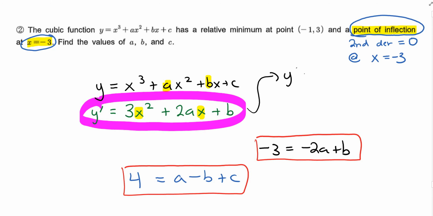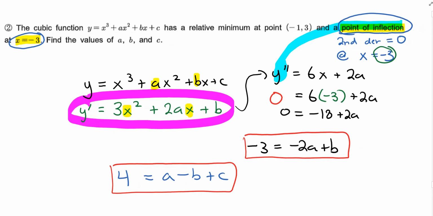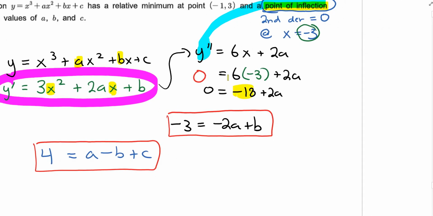So if I find my second derivative, that's going to be 6x plus 2a. And since I have this point of inflection, the second derivative is going to be equal to 0, and the x value where that happens is -3. So 0 equals 6 times -3 plus 2a. This will allow us to find the value of a. If I keep on solving this, I can take this -18 and bring that to the other side. So 0 plus 18 is 18 equals 2a, and a would equal 9. All right, so there's the value of a. a is equal to 9.